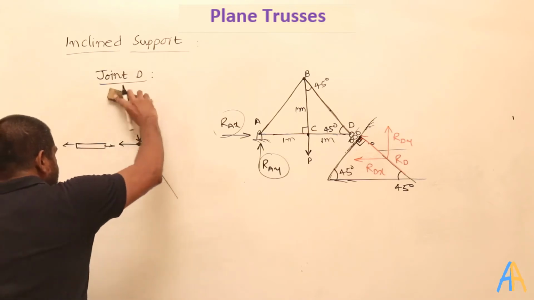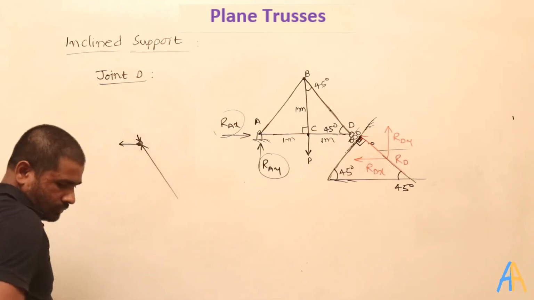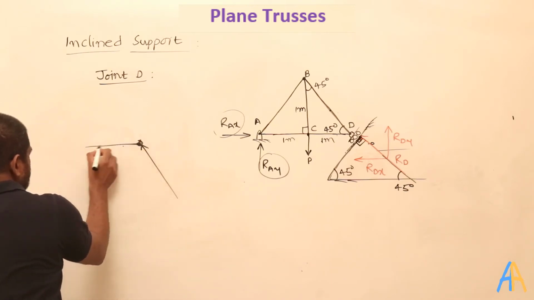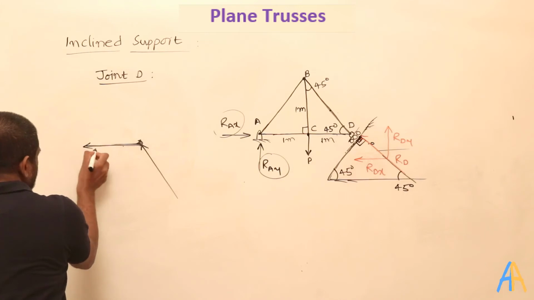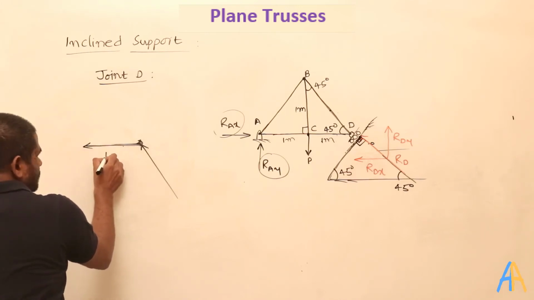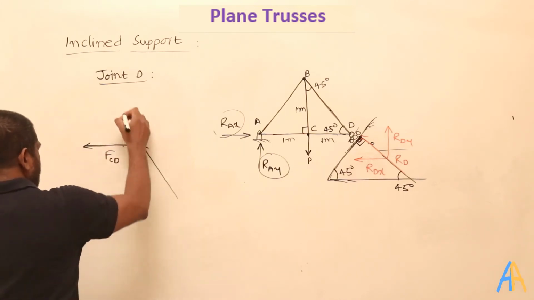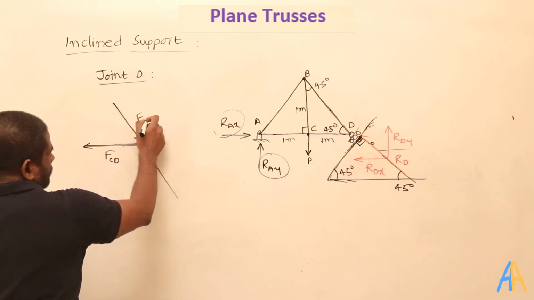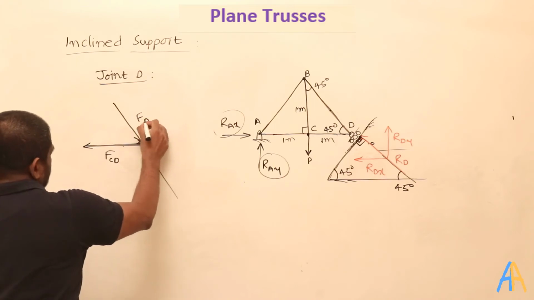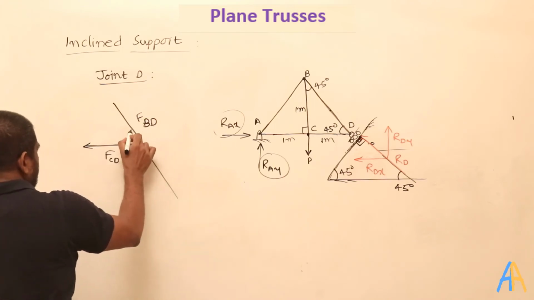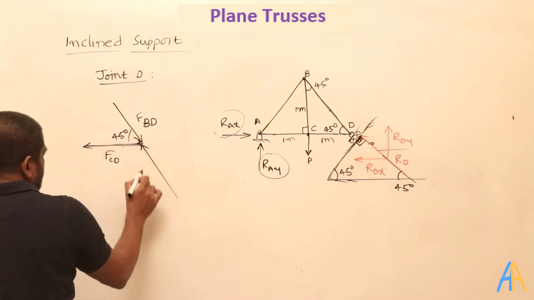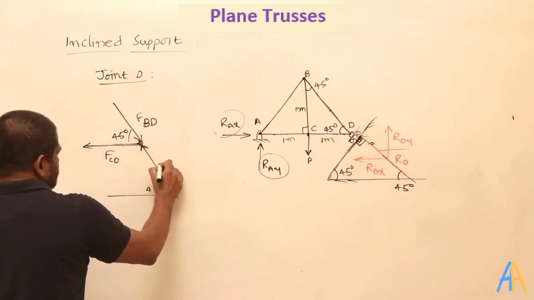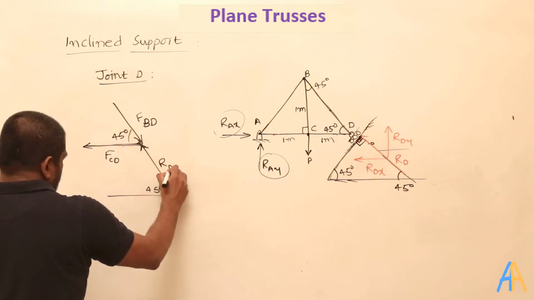So here, what happens if I write the forces again, how these forces are forming? This is horizontal. What is this value? This is the FCD. And what is this value? This is the FBD. What is the angle here? 45 degrees here. And what is the angle here? This is also 45 degrees. And what is this value? This value is RD here.